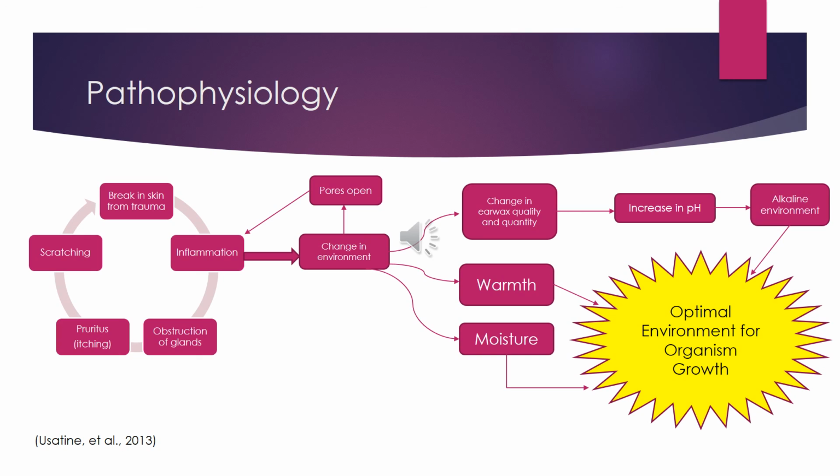This cycle leads to a change in the environment of the ear canal, causing the skin pores to open, causing more inflammation. The ear canal becomes warm, moist, and alkaline due to an increase in the pH from the loss of quantity and quality of the earwax. These three factors provide the optimal environment for organism growth.